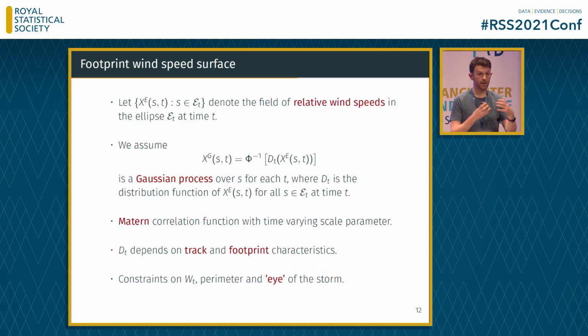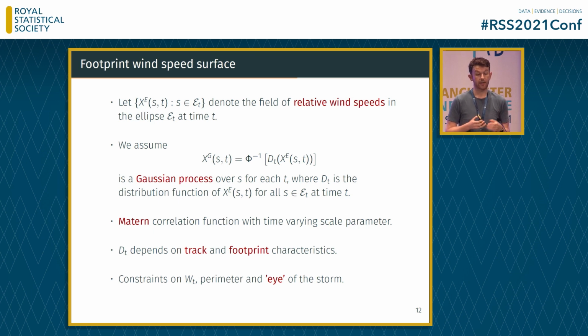So that mostly encodes the shape and spatial extent aspect, but we haven't really discussed the actual distribution of wind speeds within the ellipse. If we go back to the field on exponential margins, under some transformations, we can then assume that this field is a Gaussian process. Ideally, it should be spatiotemporal in nature, but for practical reasons, we assume a fixed-time Gaussian process. And we use a Matérn correlation function, but we do allow the scale parameter to vary in time as well.